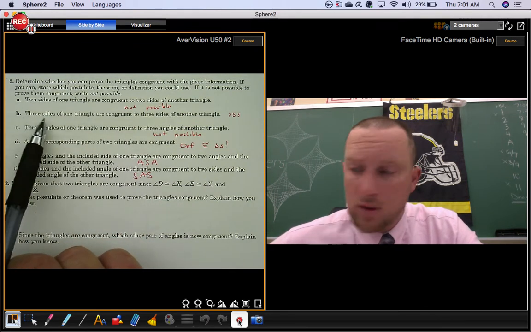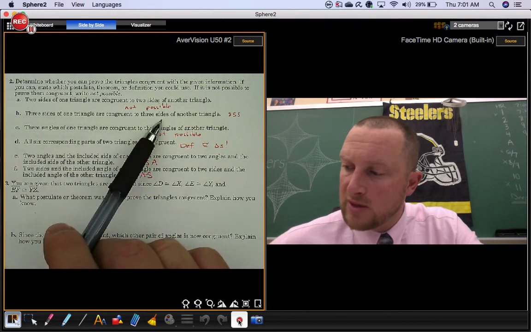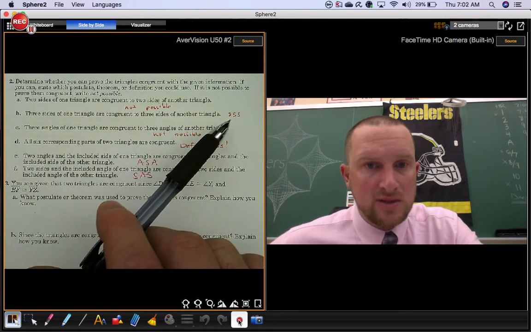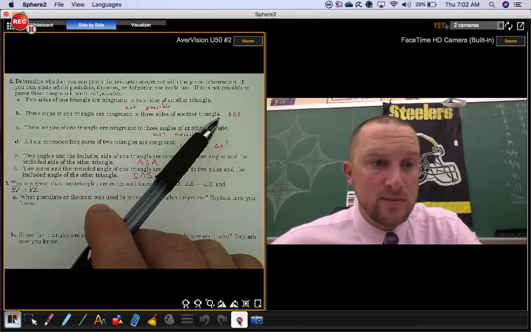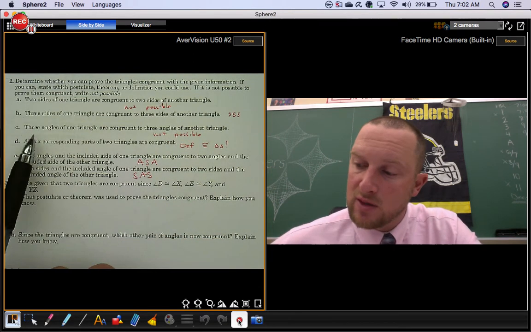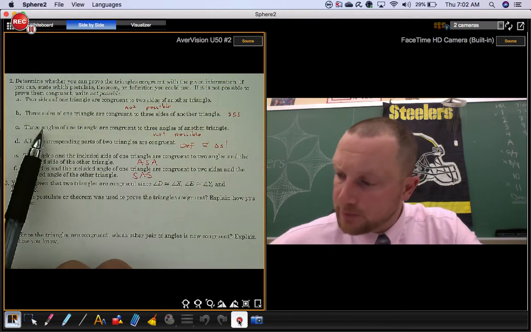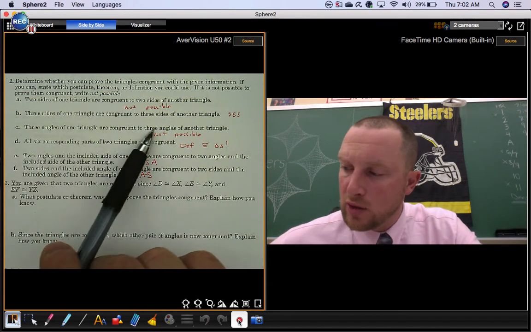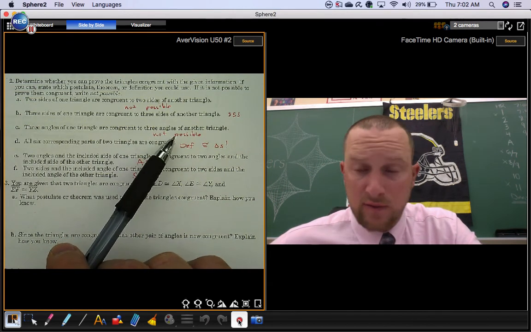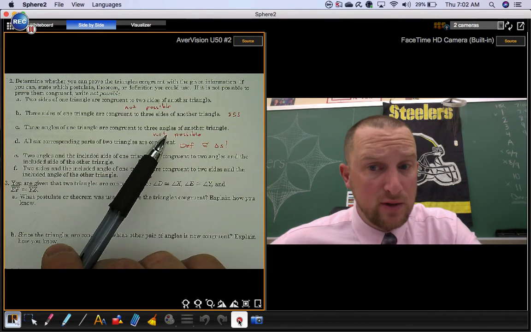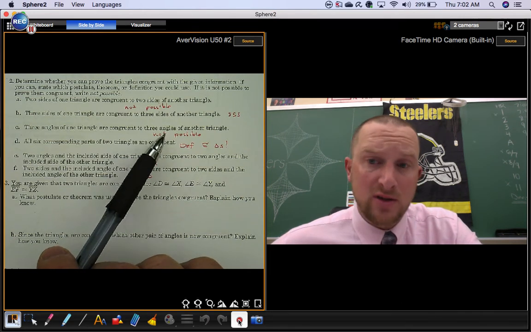Part B, three sides of one triangle are congruent to three sides of another triangle. That's side, side, side. You got three pairs of congruent sides. They have to be the same size and shape. Part C, three angles of one triangle are congruent to three angles of another triangle. It's very possible that those are congruent. You just can't prove it. We don't have an angle, angle, angle postulate, so this is not possible.